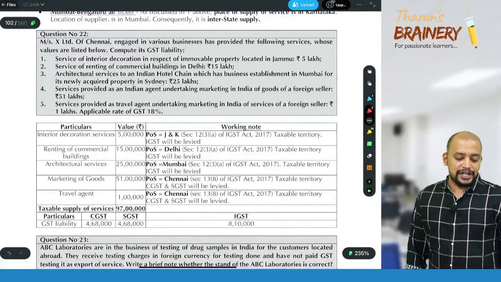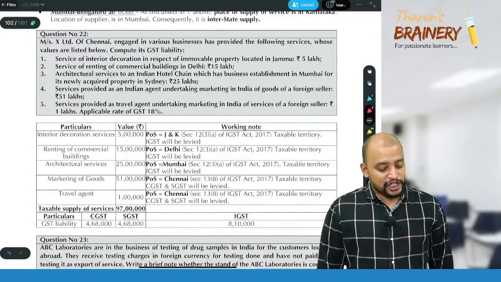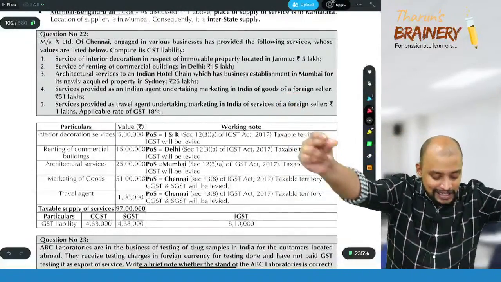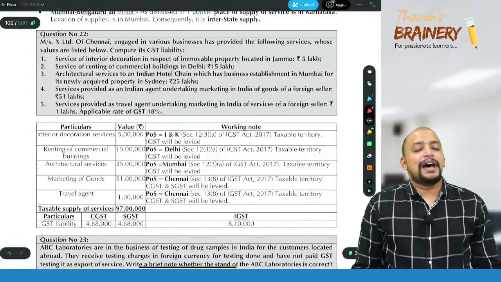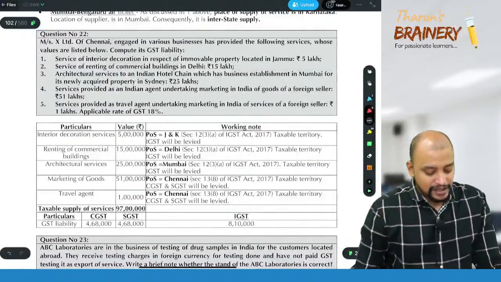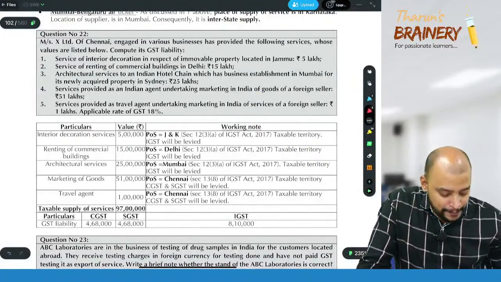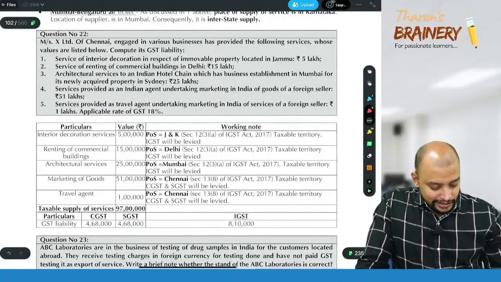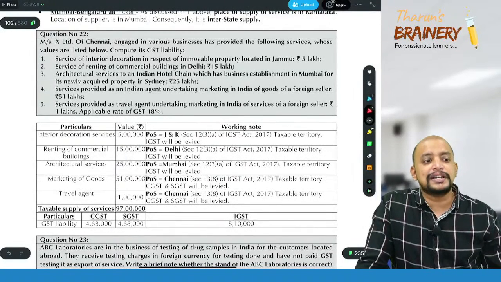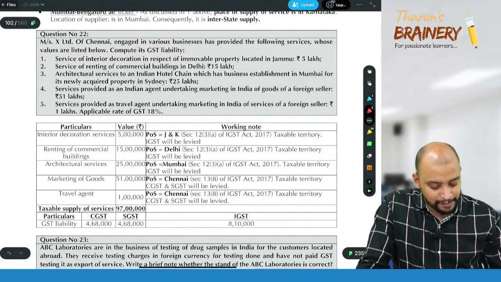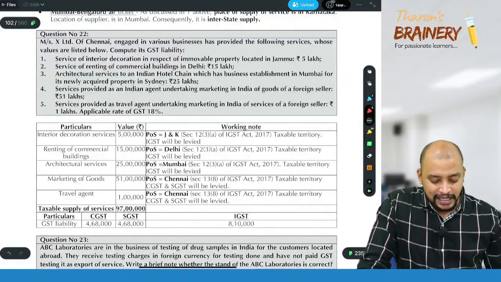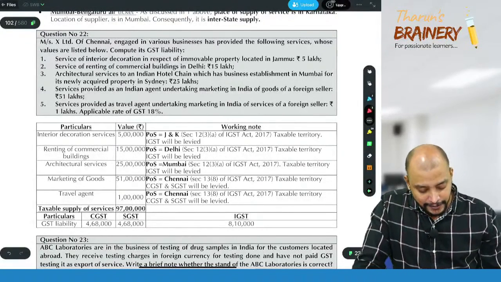Architectural services to an Indian hotel chain which has a business establishment in Mumbai for its newly acquired property in Sydney. Supplier in India, recipient in India, but the property is outside India. So location of recipient only will be taken as the place of supply, that is Mumbai, and again interstate supply. Mumbai only. Location of recipient. If immovable property is outside India, location of recipient will be taken as the place of supply. So that is Mumbai.